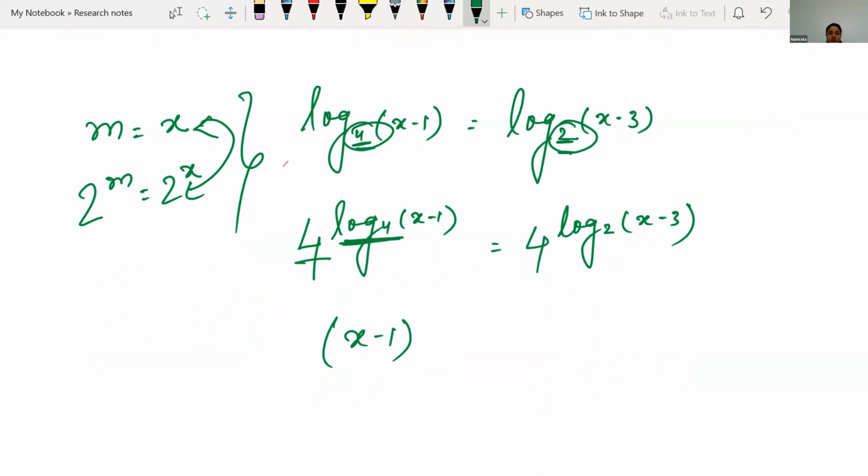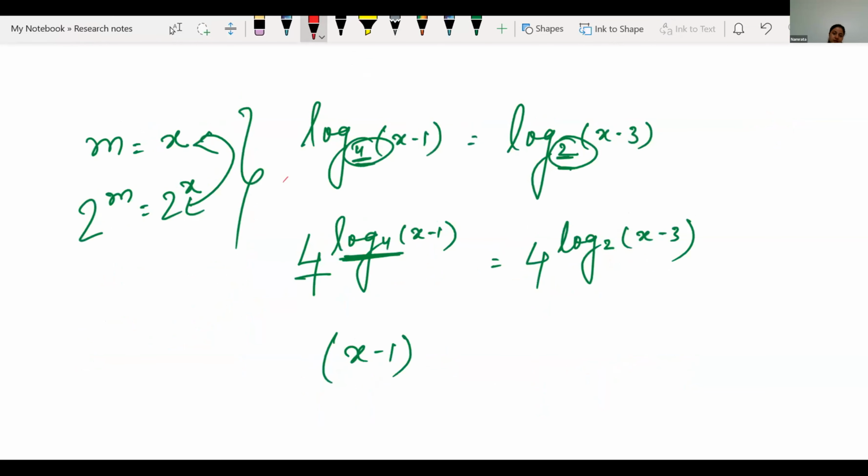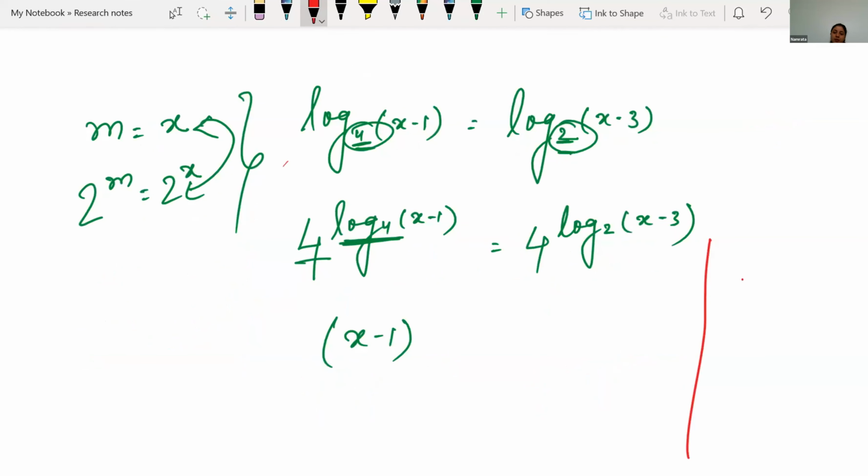How, ma'am? Can you please say it again? There is a property that a to the power log a x is equal to only x. This a and log a will just cancel out each other. Okay, ma'am. Getting it? Yes, ma'am.